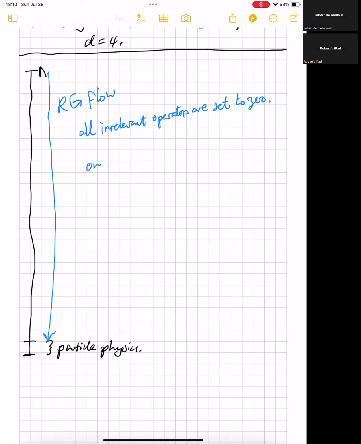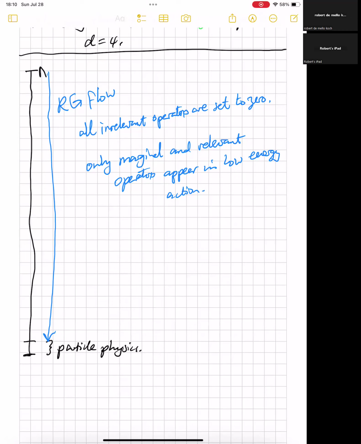So only marginal and relevant operators appear in the low energy action. Okay, so this is very interesting. We have removed all irrelevant operators.